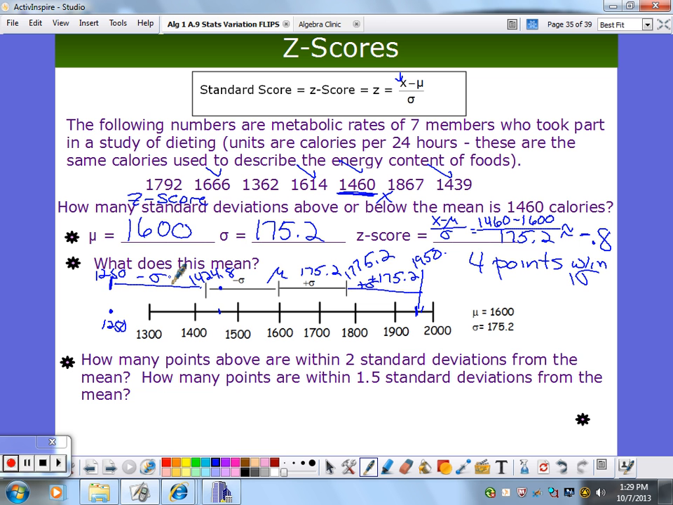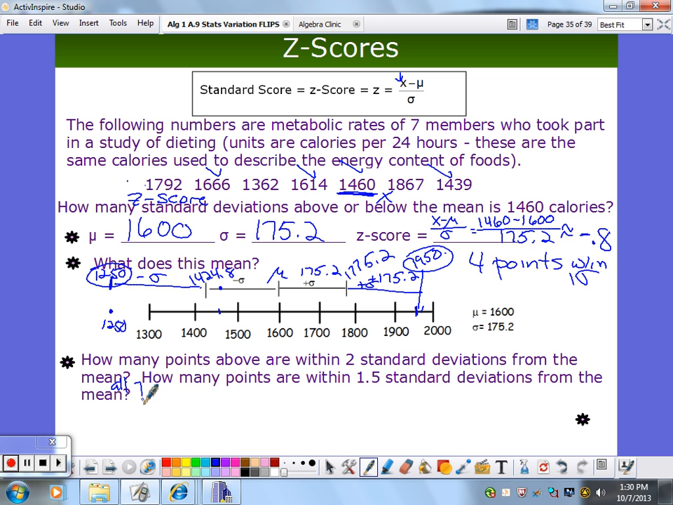that's another standard deviation. So to be within 2 standard deviations, you're between 1250 and 1950. So how many points are between 1250 and 1950? Well, if it's within one, it's going to be within two, right? Yes, all seven. So all 7 points are within two.